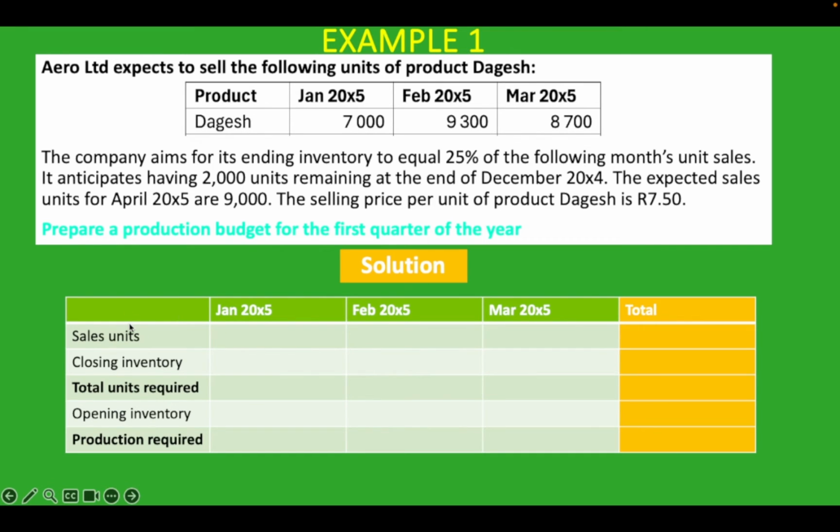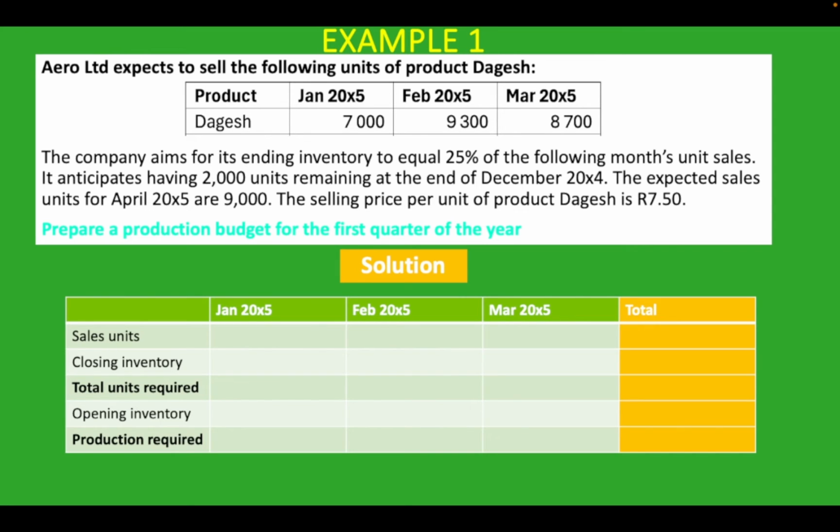That is the sales units, that is the closing inventory, that is the total units required, opening inventory, and the production required. So this last line here where we have the production required simply tells us how many units we need to produce in each particular month. That is as easy as it goes. Now, let's begin. What is our expected sales units?